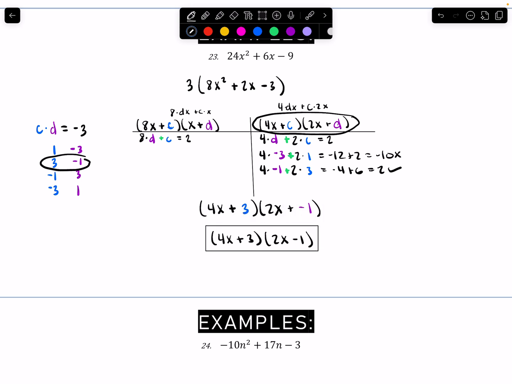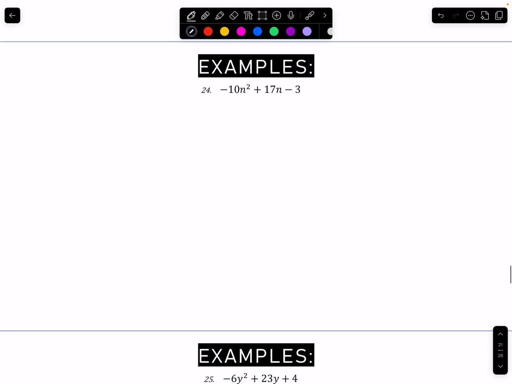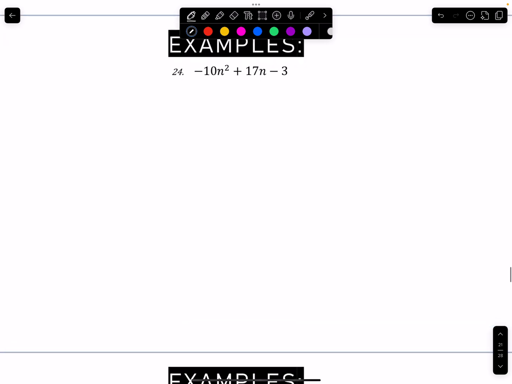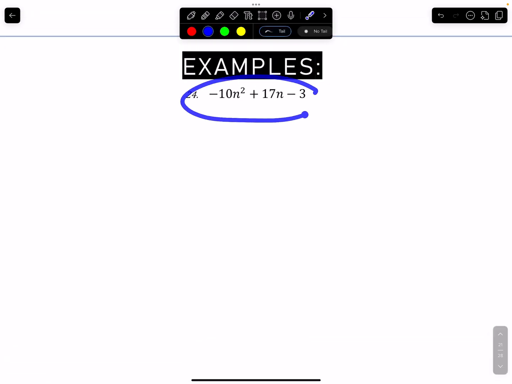Okay, I said that was going to be the last one. Let's do one more together, okay? Let's look at this guy. So the first thing we see here, the first thing we always look for is that common factor. Now, 10, 17, and 3 don't have a common factor, but what else do we look for?